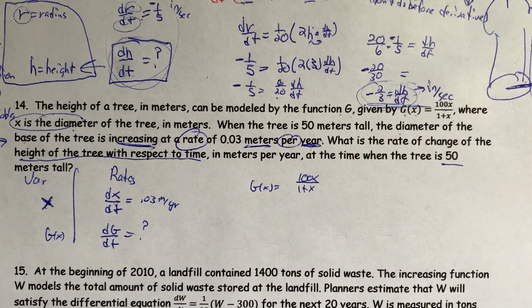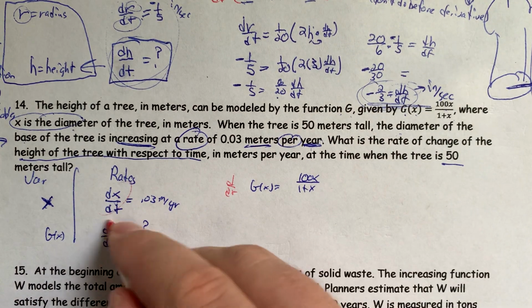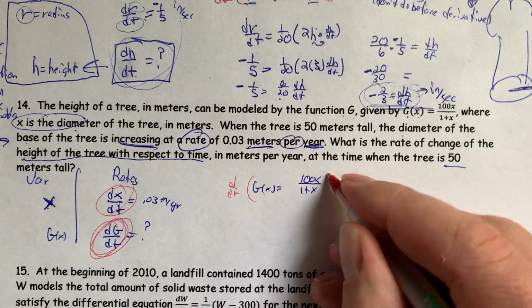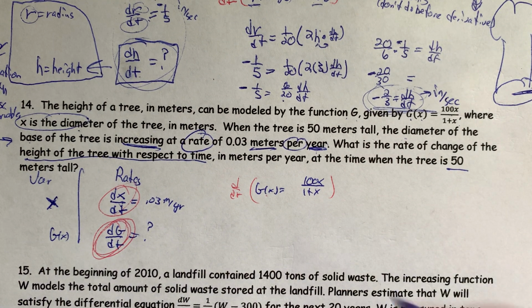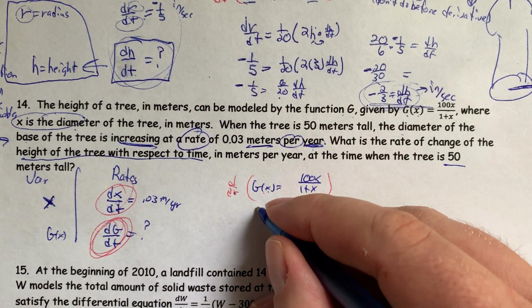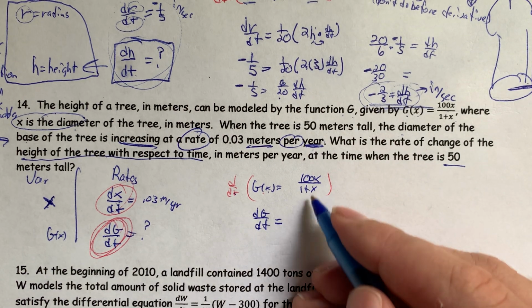And we're going to do the derivative with respect to time on both sides, because we need to get to the place where we can actually get these rates. We're looking for dg dt. To get dg dt, we need to take the derivative with respect to time on both sides. So the derivative of g of x with respect to time is dg dt. dg dt equals, now how do we do the derivative here?